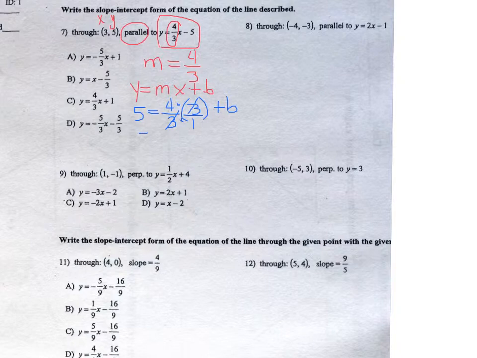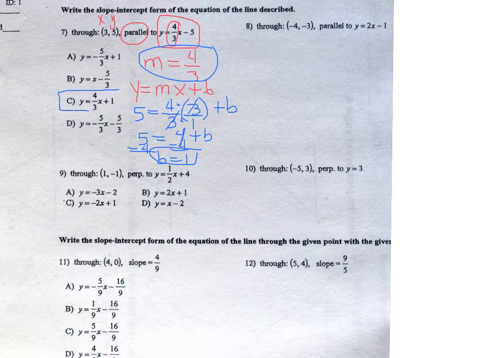So that would be 5 equals 4 plus b. Then subtract 4 from both sides. So b equals 1. So b is equal to 1 and the slope is 4/3. So this is the slope, this is the y-intercept. Therefore, the equation should be C.